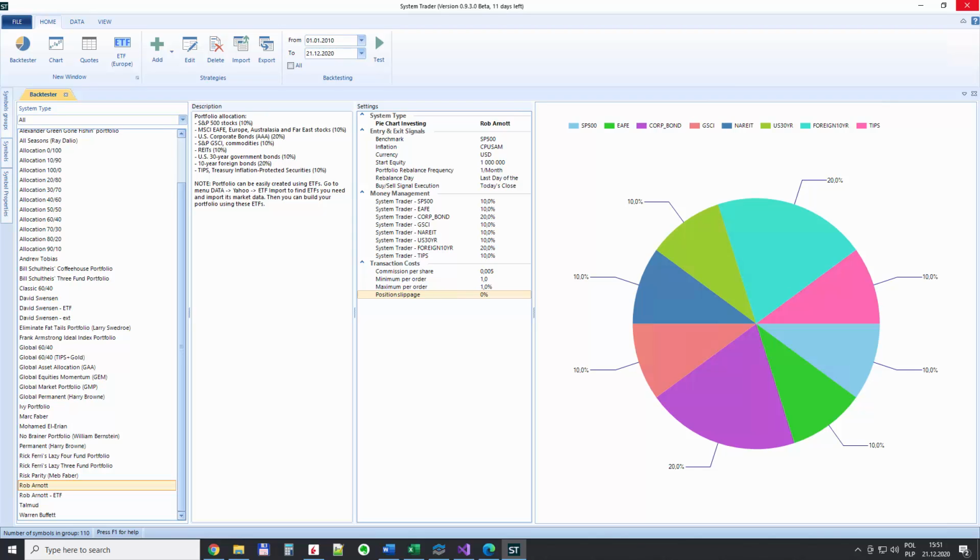Hello, it's Jack here at System Trader, and in this video I'm going to present you another model portfolio proposed by Rob Arnott. Rob Arnott is the founder and the chief officer of the company called Research Affiliates, which has over $100 billion assets under management, which is a pretty huge company.